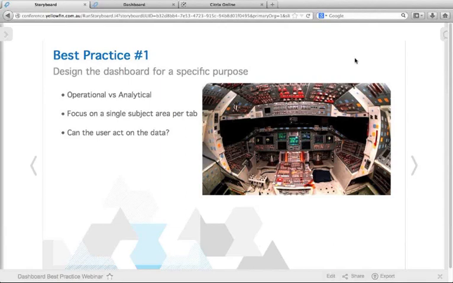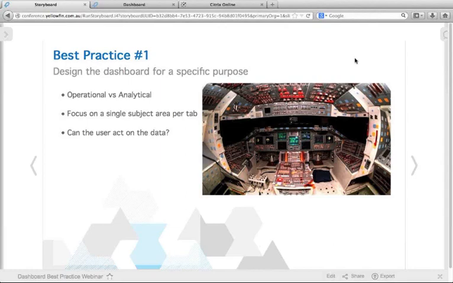So first of all, for your design, you need to determine if the dashboard is operational or analytical. Operational dashboards typically provide up-to-the-minute information, so this could be a store manager who wants to see the daily information of what's been happening in his store, and how he can improve certain aspects of his business. Whereas with analytical dashboards, you can explore the data in a lot more detail. You can find correlations within the data and really answer those how and why strategic questions.